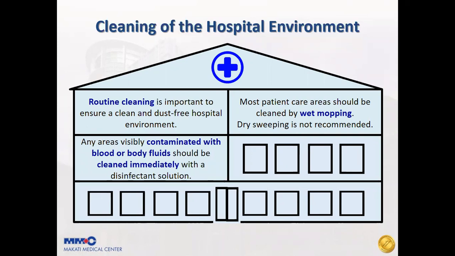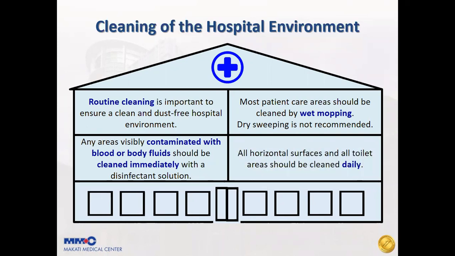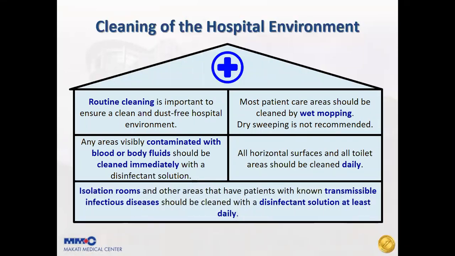Any areas visibly contaminated with blood or body fluids should be cleaned immediately with disinfectant solution. All horizontal surfaces such as floors, tables, and all toilet areas should be cleaned daily. Isolation rooms and other areas that have patients with known transmissible infectious diseases should be cleaned with disinfectant solution at least daily. Frequent cleaning is needed for COVID-19 areas, especially now that we have a pandemic.